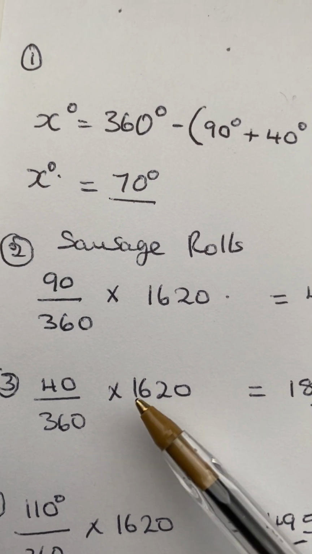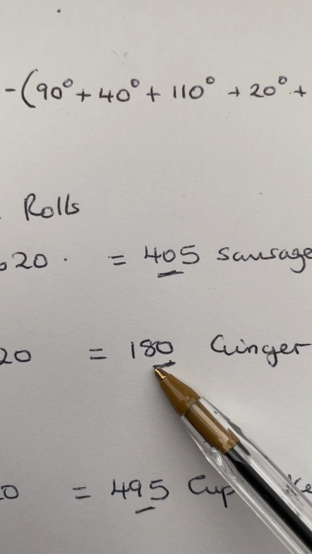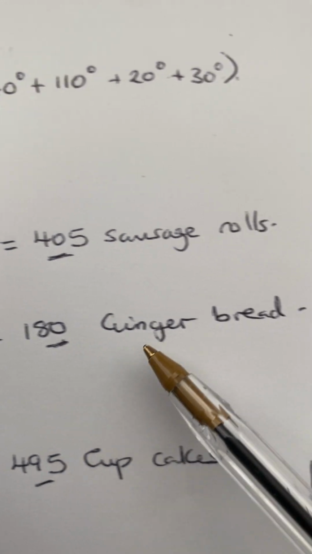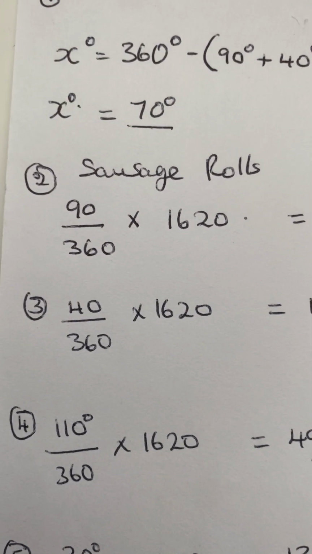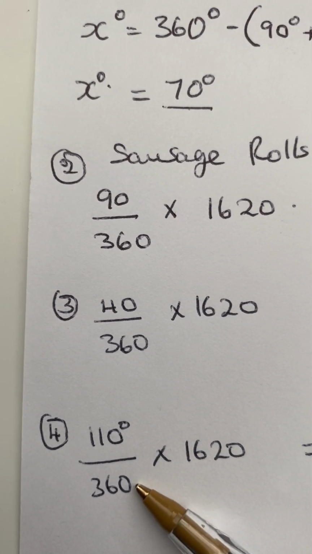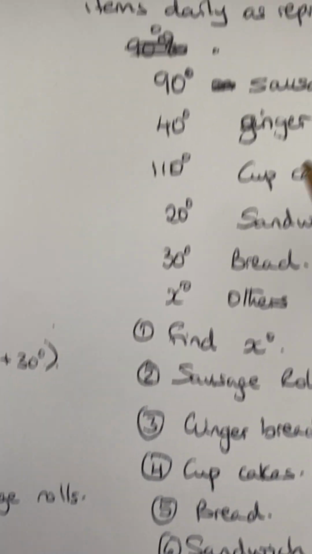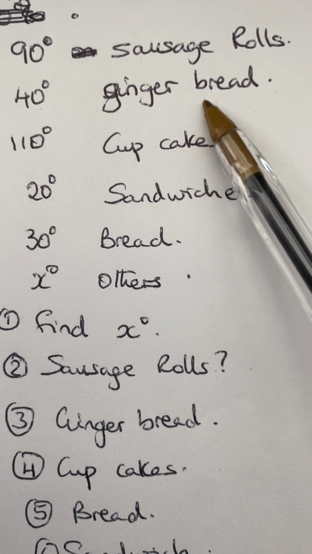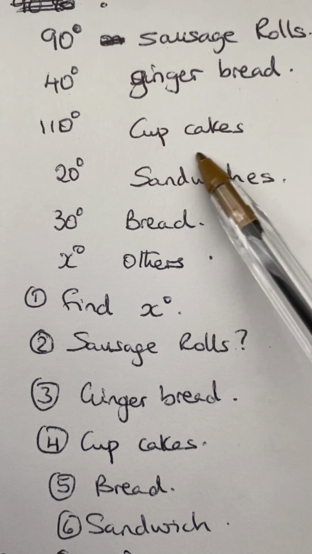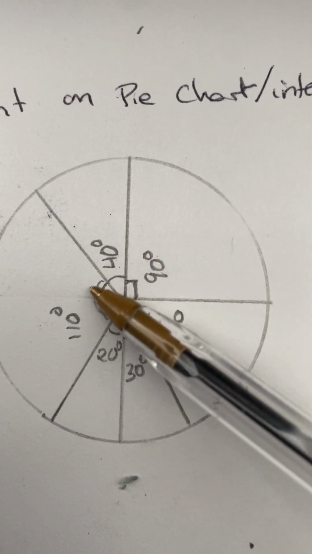Okay, so 40 degrees. So when I did that on the calculator again, I got 180 gingerbread. So that was how many were sold. Now let's look at number 4. Okay, cupcakes. So when you look here, cupcake is 110. So that is the thing people like most about that shop, and I've represented it on the pie chart.